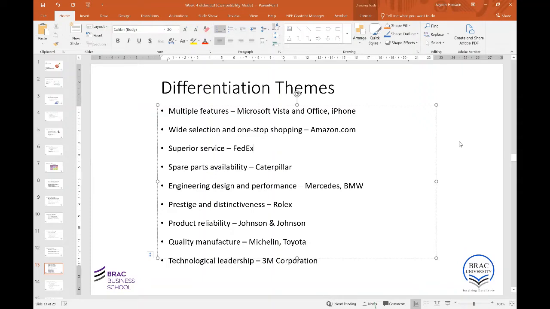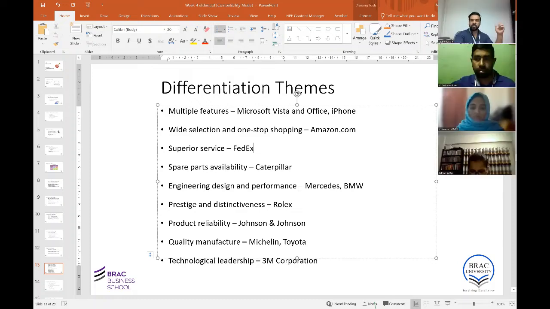So in the operating system space, they have lots of different choices. In iPhone, they have lots of different features. Every now and then, they're bringing new versions. They know that the only way they can survive is because cost leadership is never a strategy that Apple would play. So their strategy is always differentiation. How can they make their phone different from all other competitors? Wide selection of one-stop shopping, Amazon. In Amazon, you can get ebooks, household products, electronic equipment.